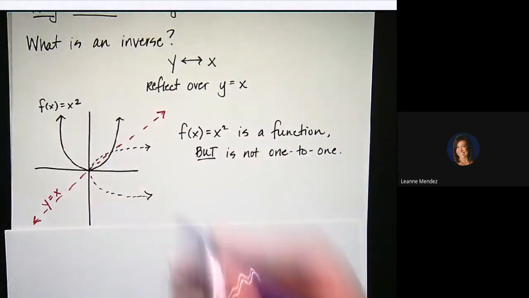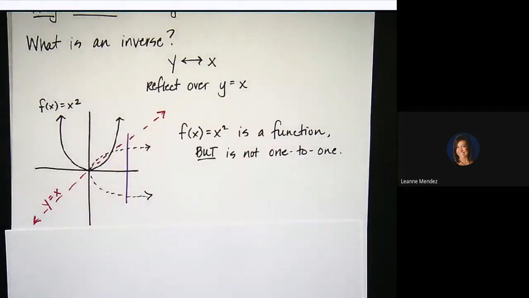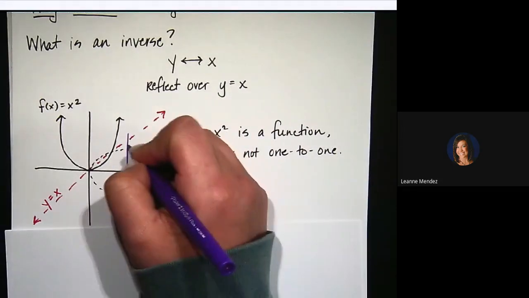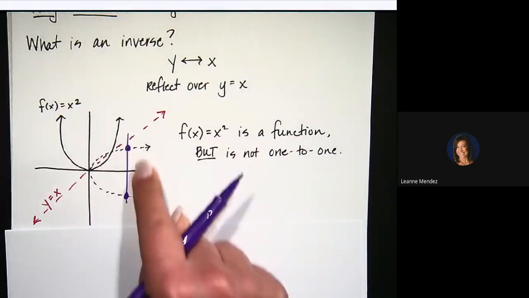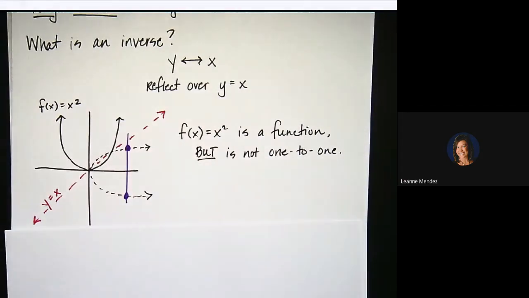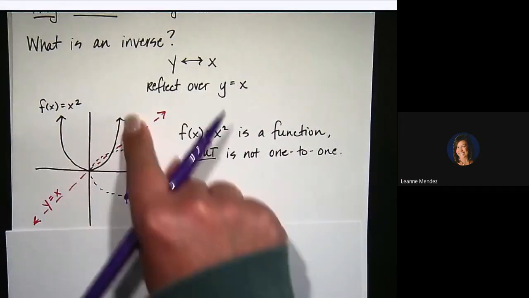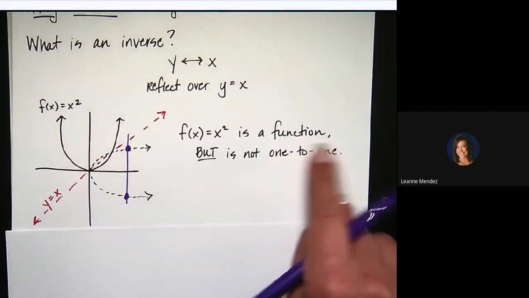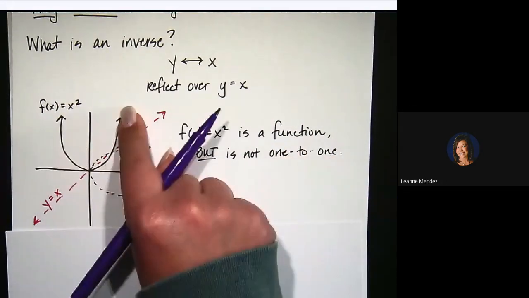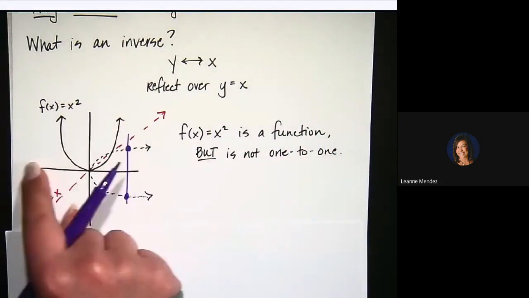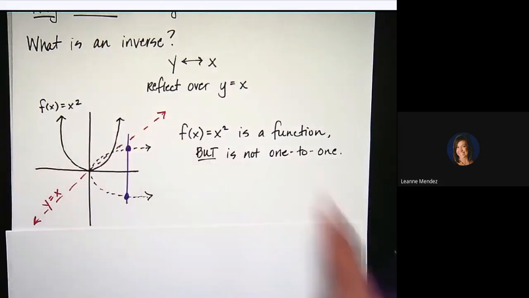Remember, the inverse here fails the vertical line test. So because I cross in two different places, the inverse is not a function. Why is it not a function? Because the original function is not, remember, what we called one-to-one. This would have to pass the vertical line test and the horizontal line test in order to be one-to-one.